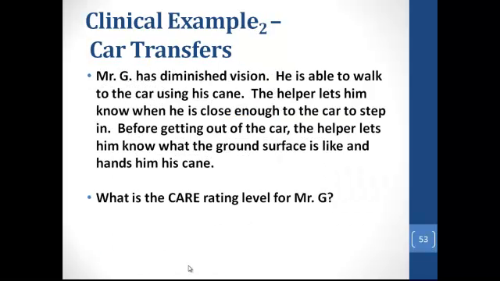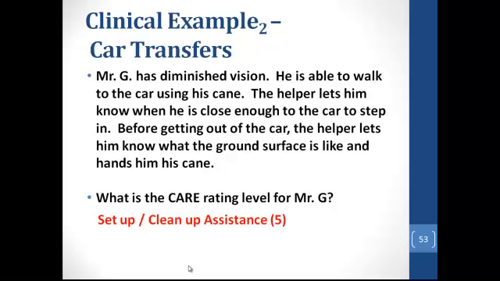Example number 2 is Mr. G, who has diminished vision. He is able to walk to the car using his cane. The helper lets him know when he is close enough to the car to step in. Before getting out of the car, the helper lets him know what the ground surface is like and hands him his cane. What is the care rating level for Mr. G? The best response is setup or cleanup.